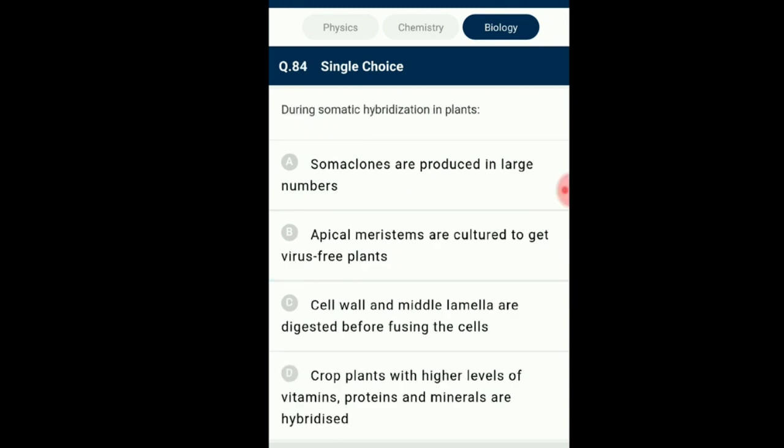During somatic hybridization in plants, the plant cell wall is removed, giving protoplasts. Protoplasts of two different plants can be fused to obtain a hybrid protoplast and grown into a new plant. Such a process is called somatic hybridization, since somatic cells are used for fusion and not gametic cells. The hybrids formed from such a technique are called somatic hybrids. So the answer for this question is option C. Cell wall and middle lamella are digested before fusing the cells.